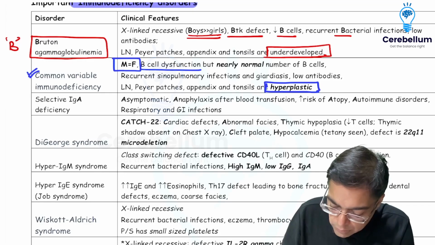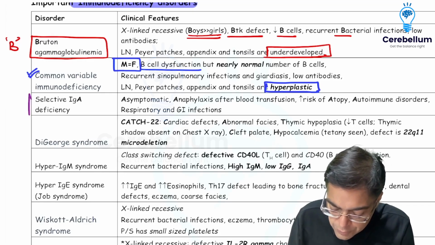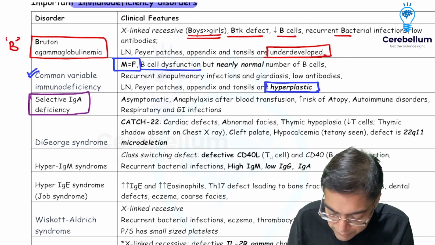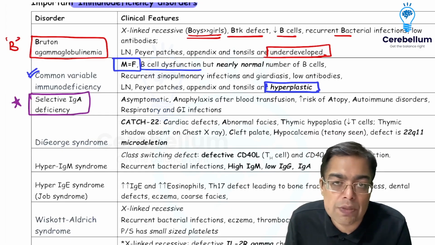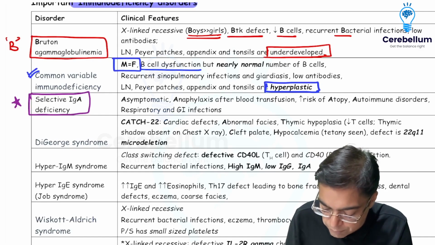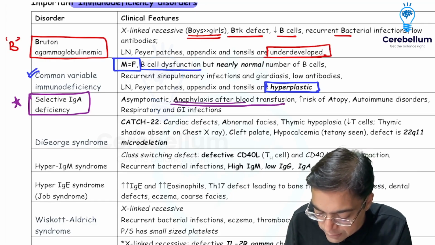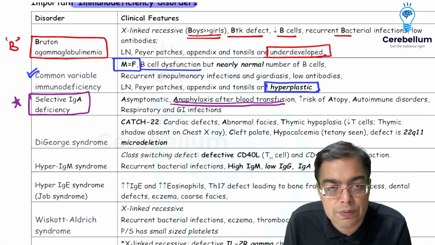When we are talking about the most common example of an immunodeficiency disorder associated with immunoglobulin, that is to be remembered as IgA deficiency. Thankfully, for most of the patients, it is going to be asymptomatic, but it can have a very important presentation, severe allergy or anaphylaxis after blood transfusion. These patients obviously are at higher risk of development of allergic reactions like atopy or autoimmune disorders, right?